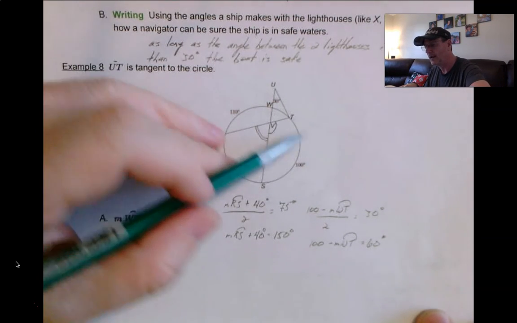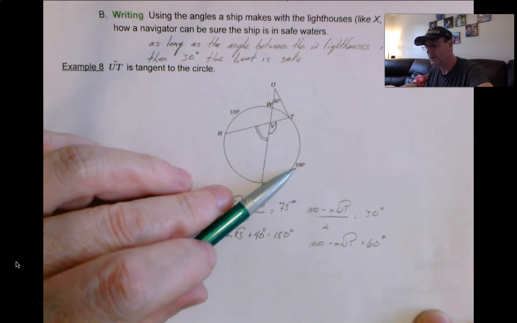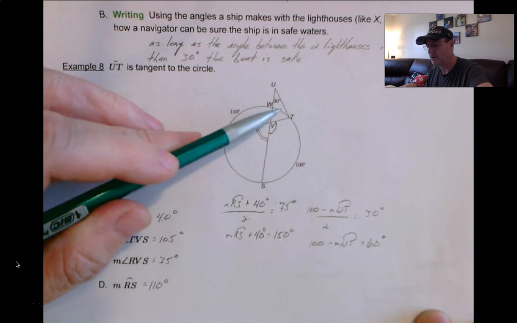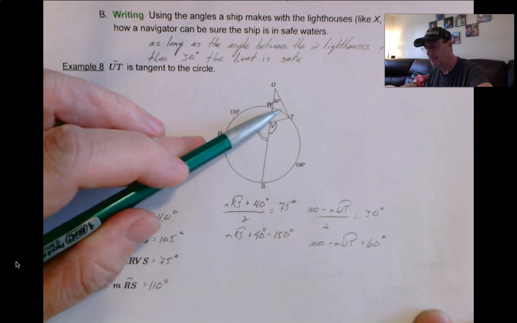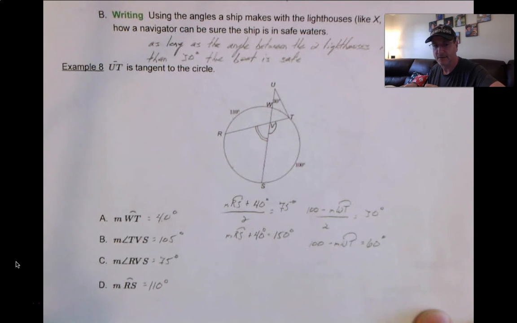We know 3 out of the 4 arcs that add up to this circle. 110, 210, 250, plus what gives us 360? Another 110 degrees. That's just another way to find part D. Okay.